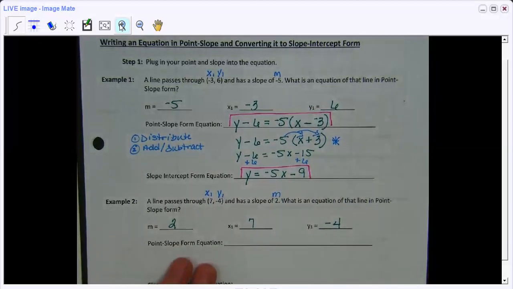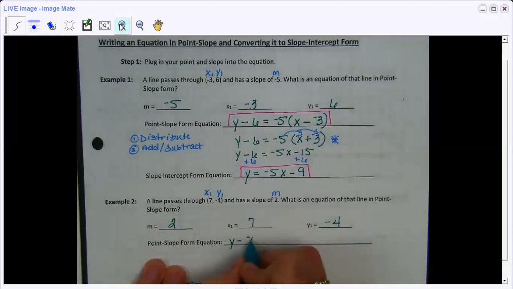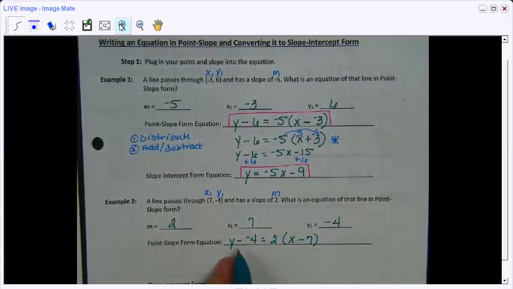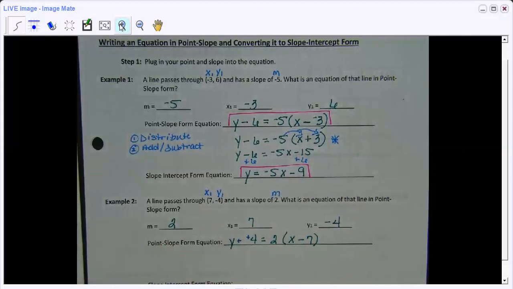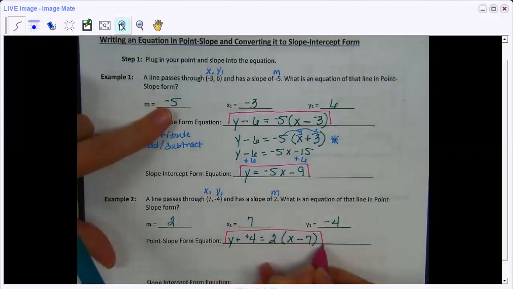So let's write this into our point slope form equation. So I have y minus y1, which is -4, equals my slope of 2 times x minus x1, which is 7. Notice we have minus and negative here, so I'm just going to change that to adding a positive. And so this is our point slope form of the equation.